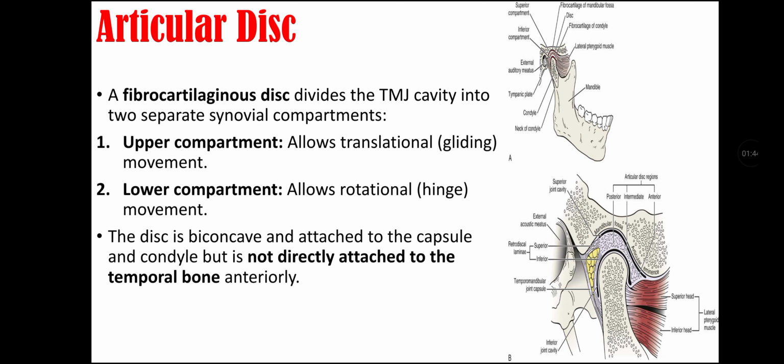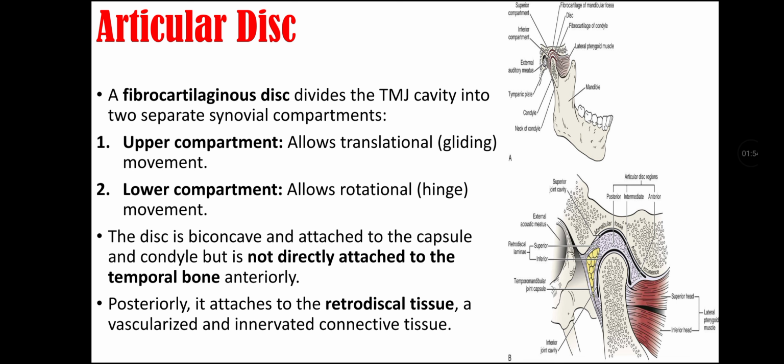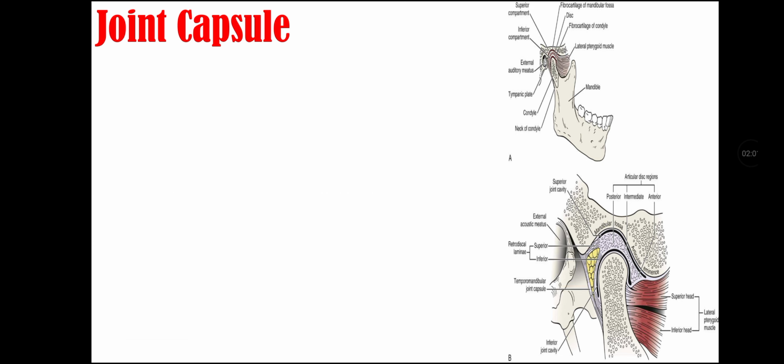The disc between them is biconcave and is attached to the capsule and condyle, but is not directly attached to the temporal bone anteriorly. Posteriorly, it is attached to retrodiscal tissue, that is a vascularized and innervated connective tissue.